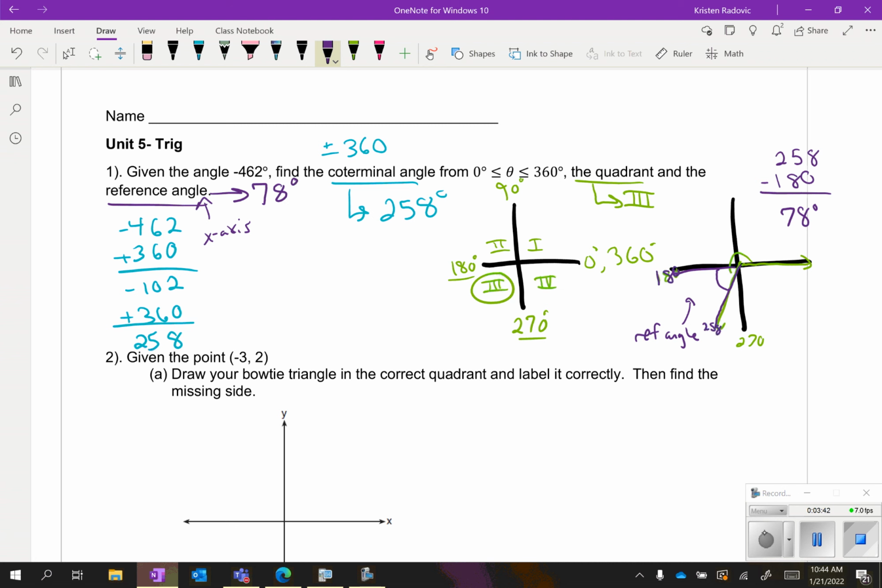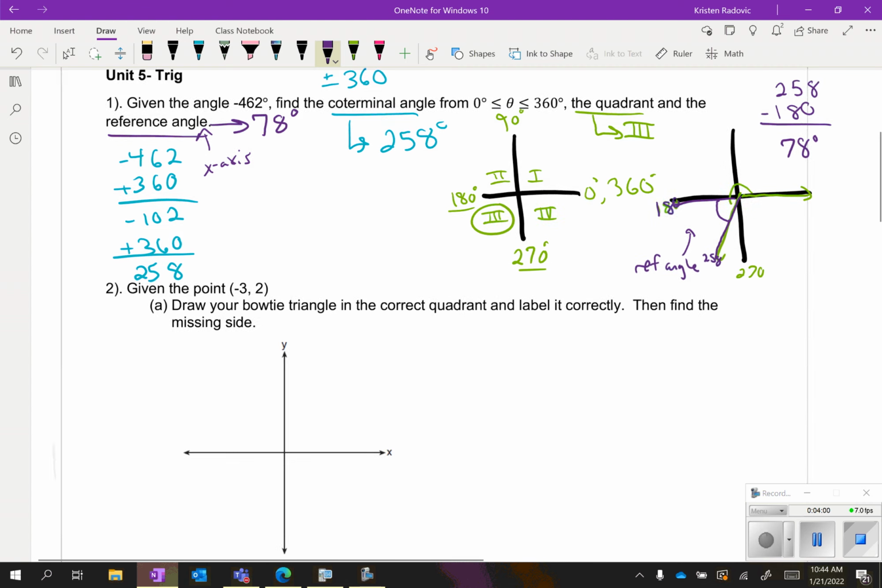And remember, a reference angle is also always less than 90 degrees. So if you get an answer that is a reference angle of 95, you know that's wrong because it's supposed to be an acute angle less than 90. Let's try the next one.